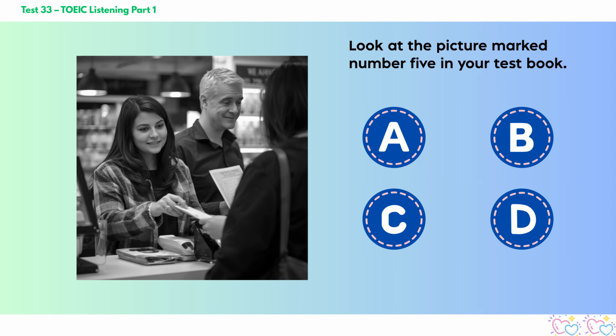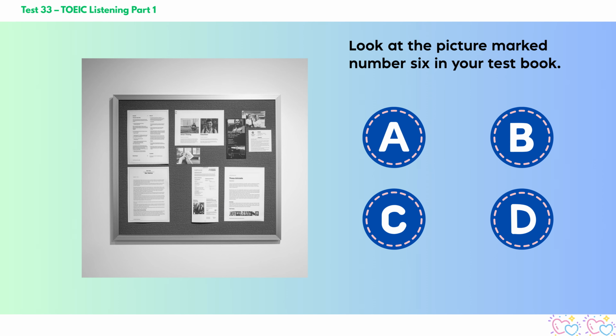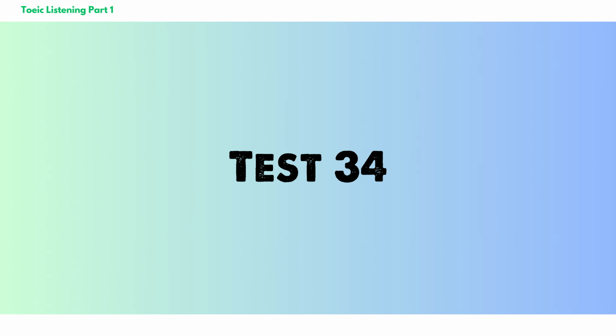Customers are ordering food. D. Tables are being cleaned. Look at the picture marked number 6 in your test book. A. Employees are reading notices. B. The notice board is mounted on the office wall. C. Papers are falling off the board. D. The wall is being painted.